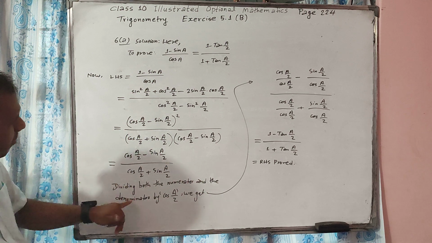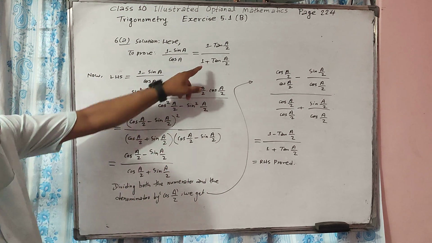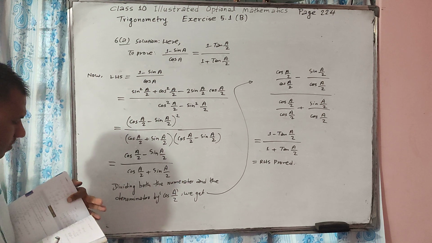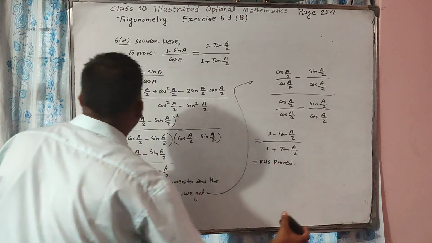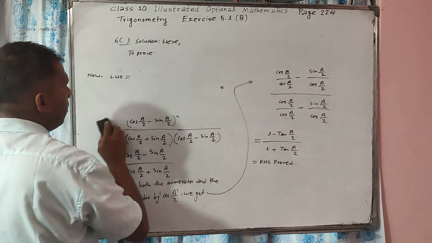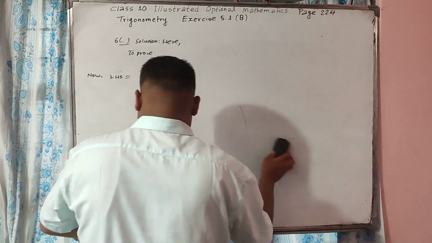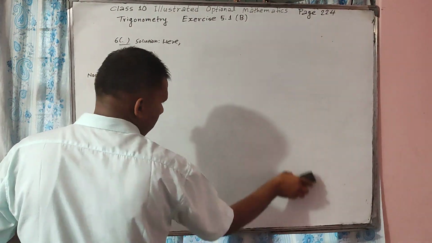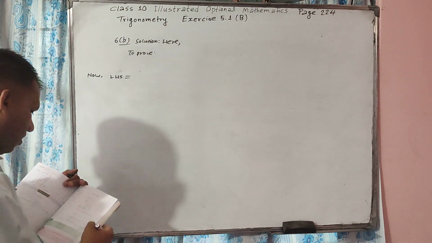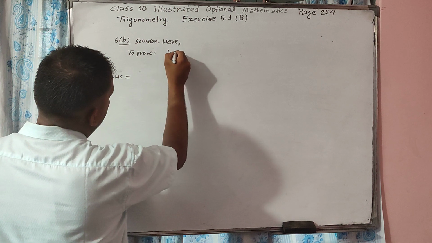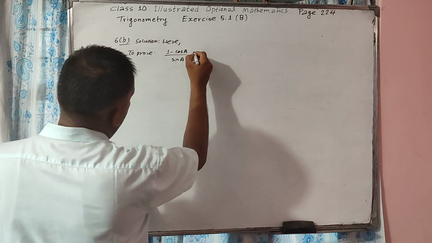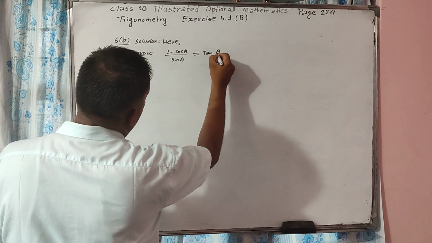Dividing both numerator and denominator by cos A/2. Now we go to the next question, 6b. On 6b we have to prove (1 minus cos A) upon sin A is equal to tan A/2.